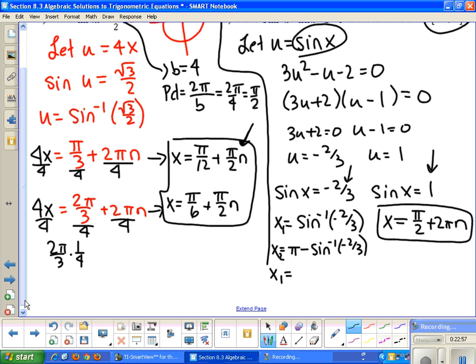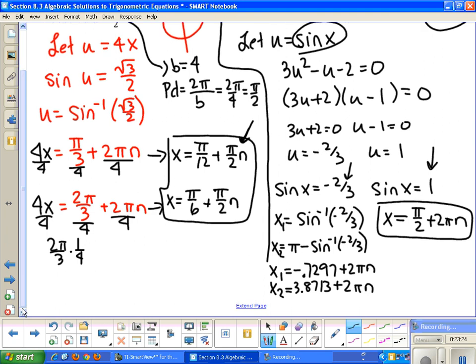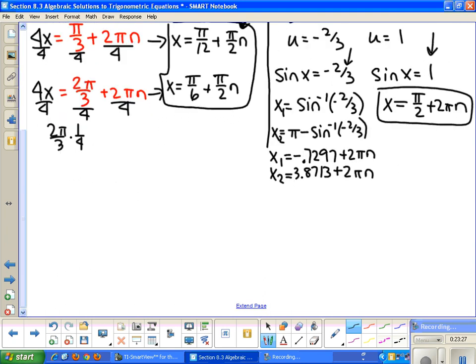So x1, if you plug sine inverse of negative 2/3 into your calculator, you get negative 0.7297. And then x2 would be equal to, let's see, we get 3.8713. And remember this, to find all of the angles, you usually add the period of the function. Now the problem is, again, that we only want the solutions from negative pi to pi. Well, pi over 2 fits.